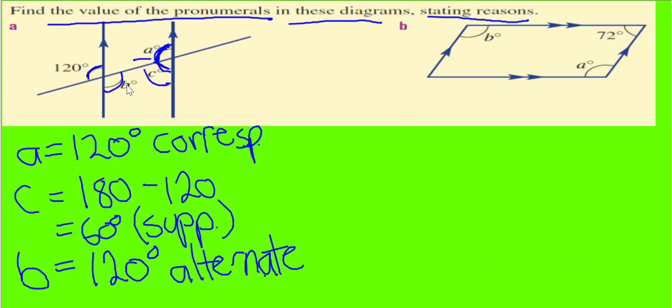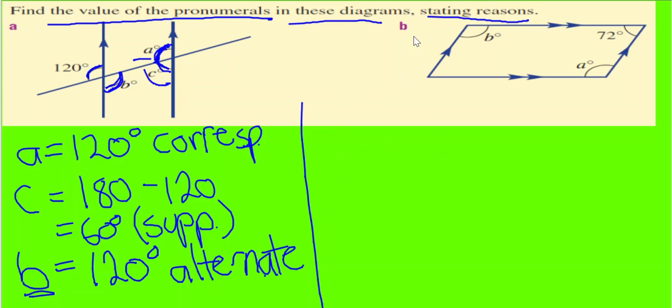But I could also do co-interior for angle B. With angle C and B being co-interior, they have to add up to 180. So because angle C is 60 degrees, B equals 180 minus 60, which again gives me 120. Or I could also say the relationship between 120 degrees and angle B is that they are vertically opposite, so again 120 degrees. So three different ways we could have got angle B. Any way that you got it is fine, but all those three options are available.